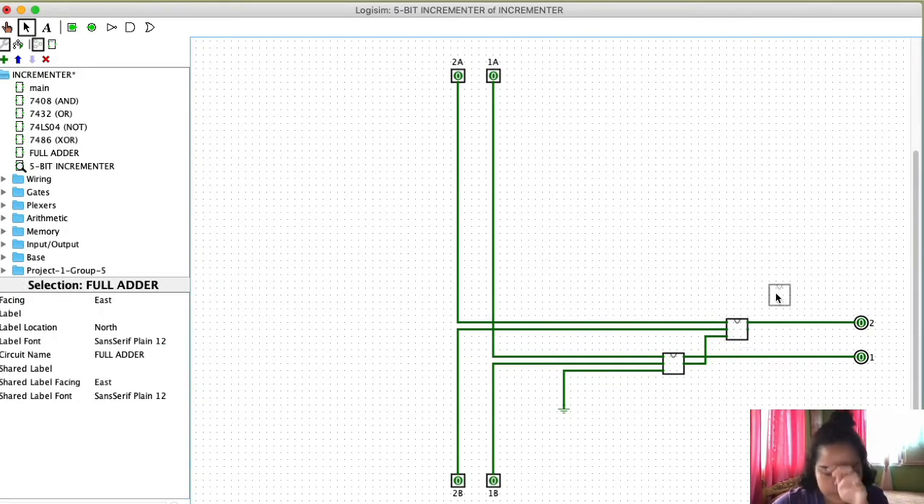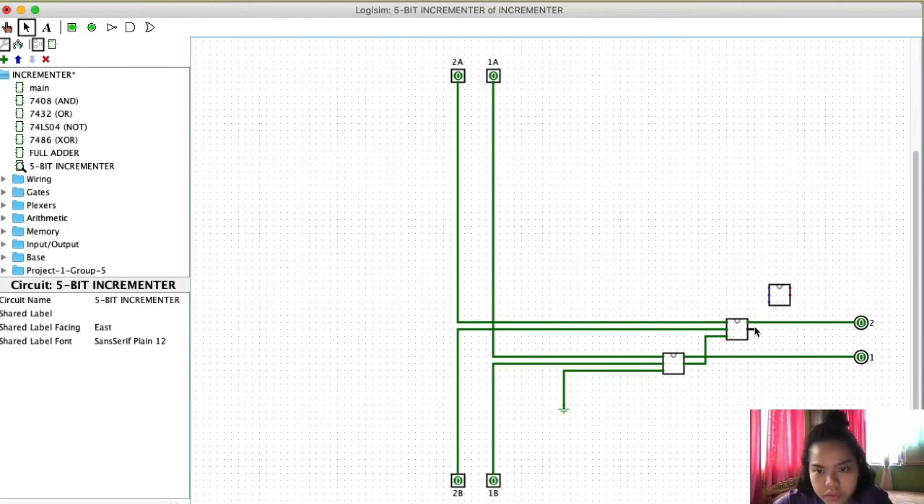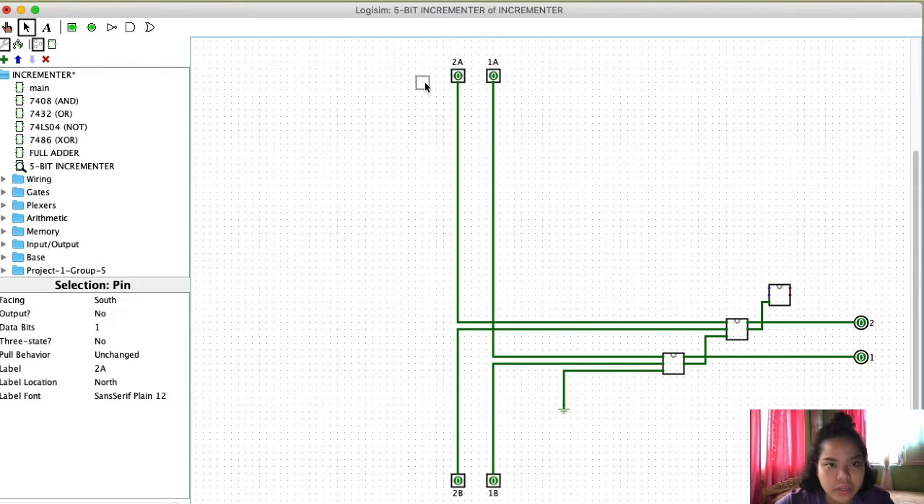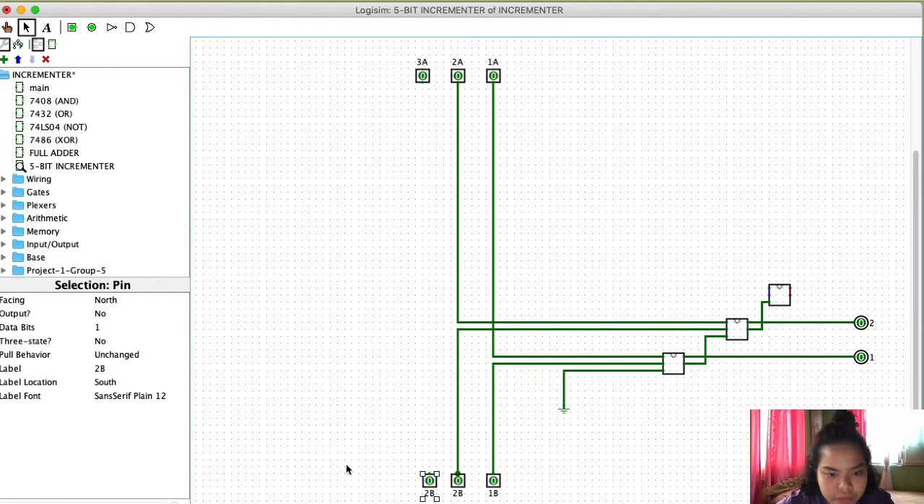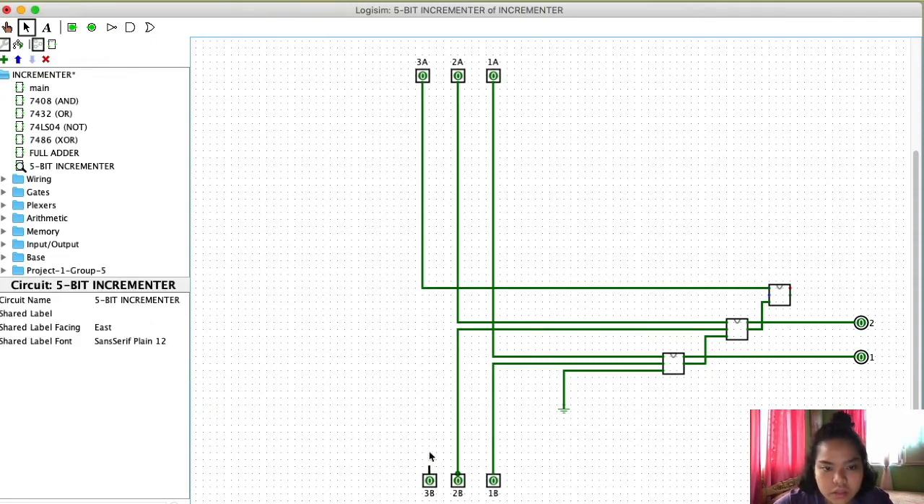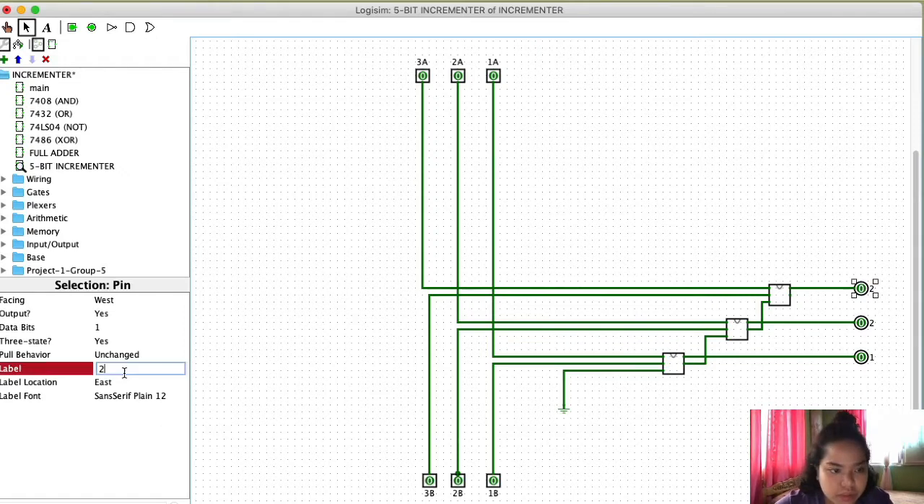And then our next adder for our third bit, again, the carry out will go to the carry in of the next one. And then now we will have our third input for A. We will just name this as 3A, then 3B respectively. Apologize, sorry, the wiring. There. So this will be 3B. So I'll just connect this to A and then B. Then this will be our third output. And we will just label this as 3.